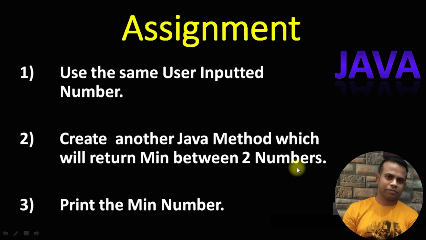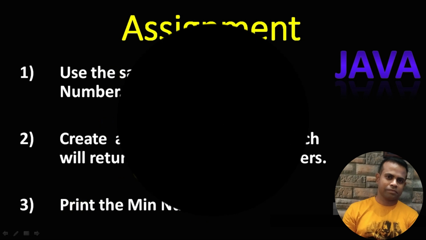Now as we discussed, just create the same class, same method, and then you have to include another method in your class, which takes again two numbers and returns the minimum number, and finally you have to print that minimum number. So this is your assignment.